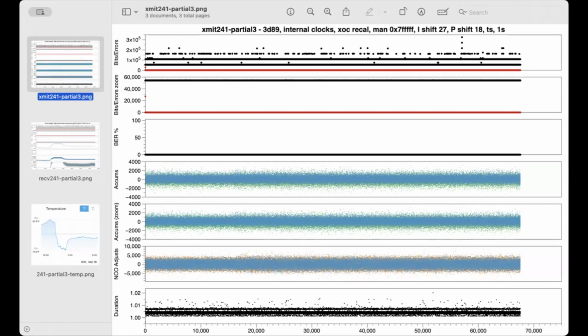At the top, there's this row called bits/errors, where the black represents the number of bits in this period of time, which is 1 second, and the red represents the number of errors. And you can see for this entire 18 plus hour period, the bit error count was 0 for every second, except the very first data point on the left. That's where it's getting set up and acquired.